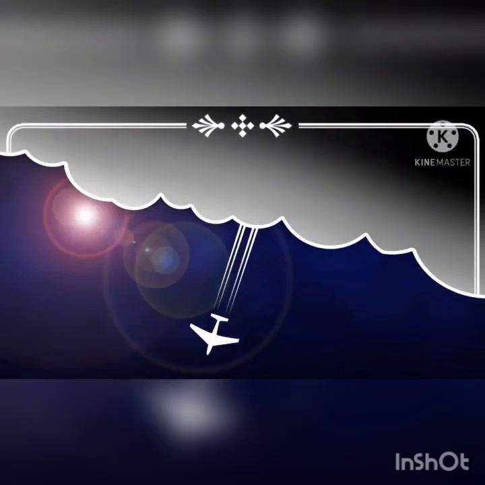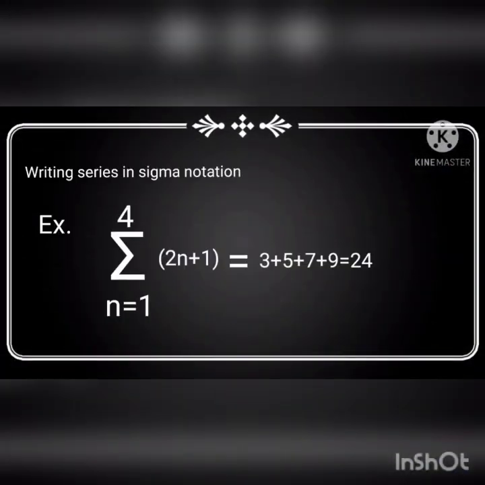Series notation. So how do you write series in sigma notation? Here's our first example, number 1. The given is 2n plus 1, and the upper limit is 4, so we need the first 4 terms, and the lower limit is n equals 1, so the value of n is 1. In finding the first 4 terms, we need to use the given 2n plus 1.